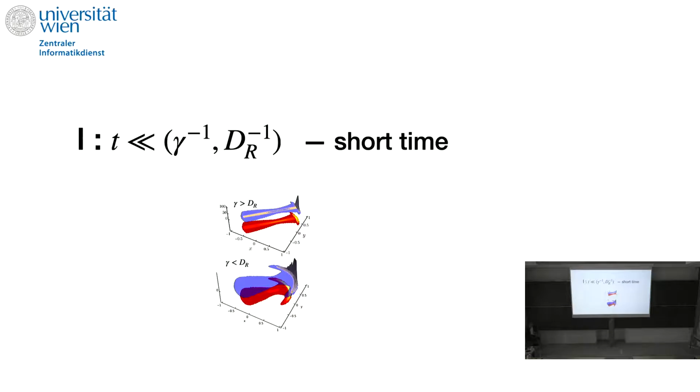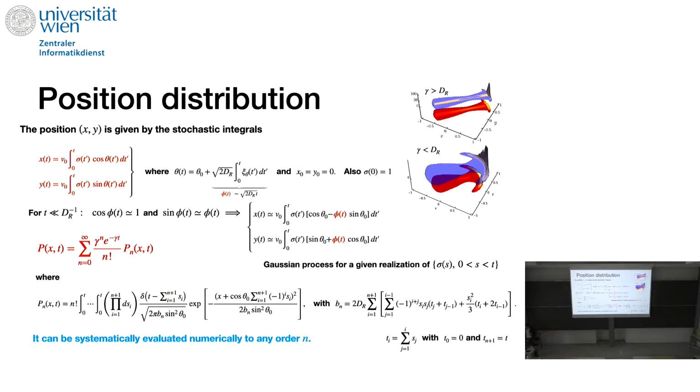Let me just quickly tell you about the short time behavior. Short time is easy. So this is your x and y. This is just the integration of this noise, where theta does this active Brownian motion. Theta is an initial orientation, and then this one is just a Brownian motion, right? We choose the initial condition x0, y0 equal to 0, and all sigma is equal to 1.